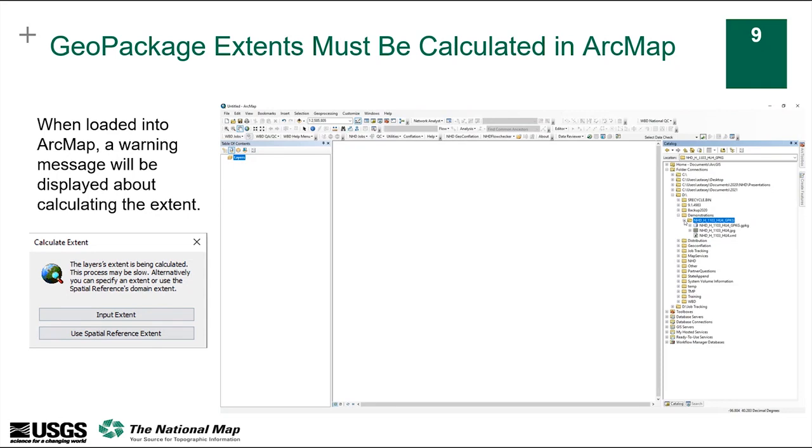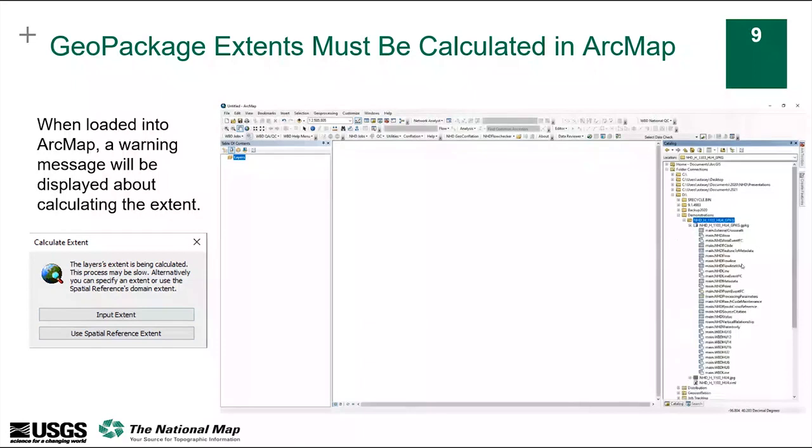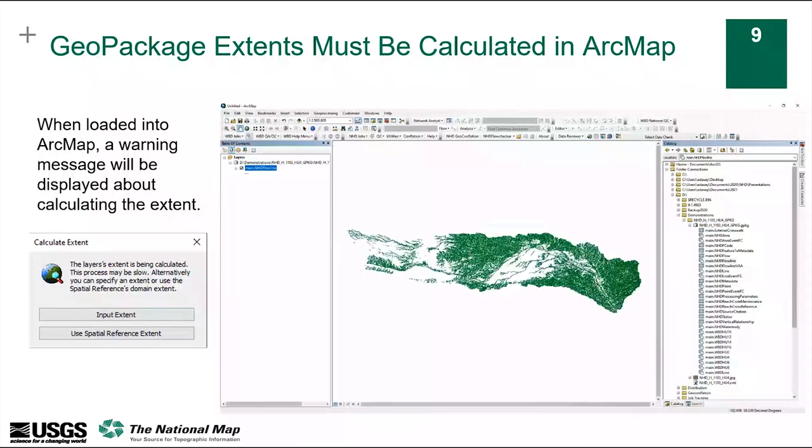In ArcPro, the software will calculate the extent on its own. Users are not prompted to select an extent in ArcPro. Here is a video demonstration of what this process will look like. In this video, we will load an NHD flowline feature class from the GeoPackage format NHD data into the map document. As you can see, it takes a few seconds for ArcMap to determine the layer's extent. Once the extent is calculated, the data loads into the map document.